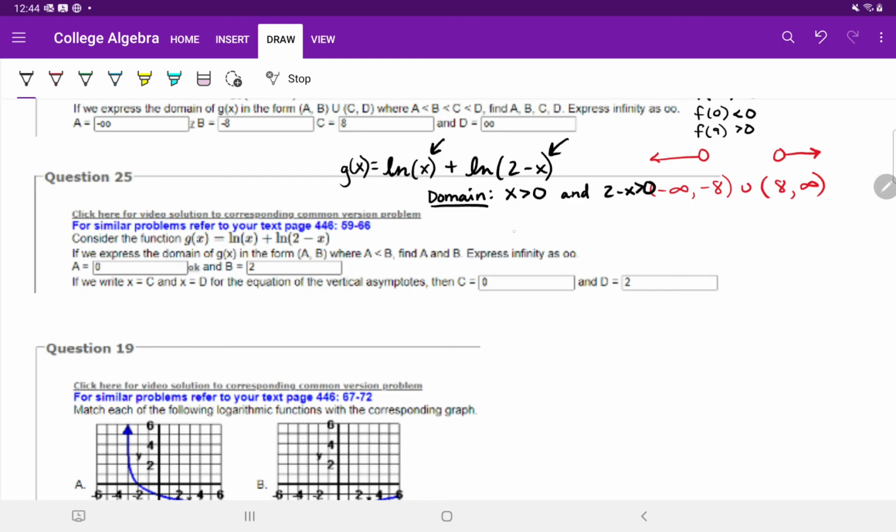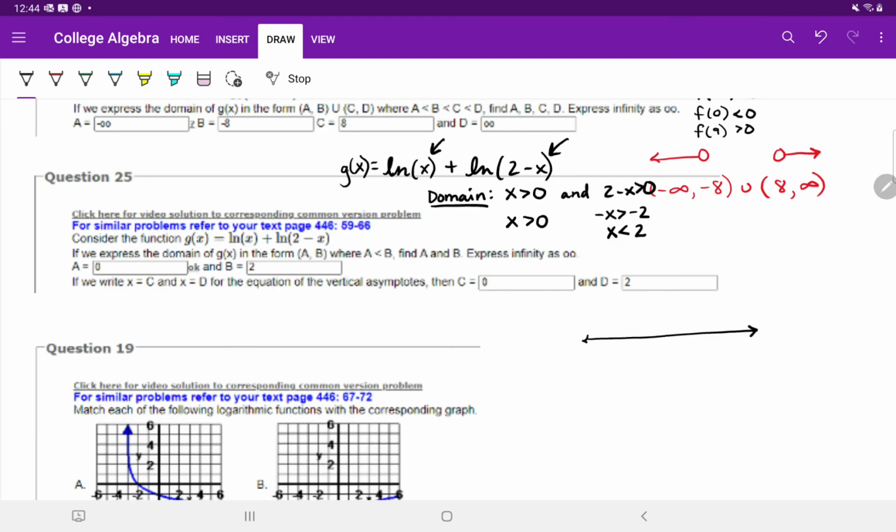We'll solve both of these, so we get x is greater than 0. Over here we get negative x is greater than -2. When we divide both sides by a -1, that reverses our inequality. Anytime you multiply both sides by a negative or divide both sides by a negative, it flips your inequality symbol in the other direction. So we have two things on restricting x right now.